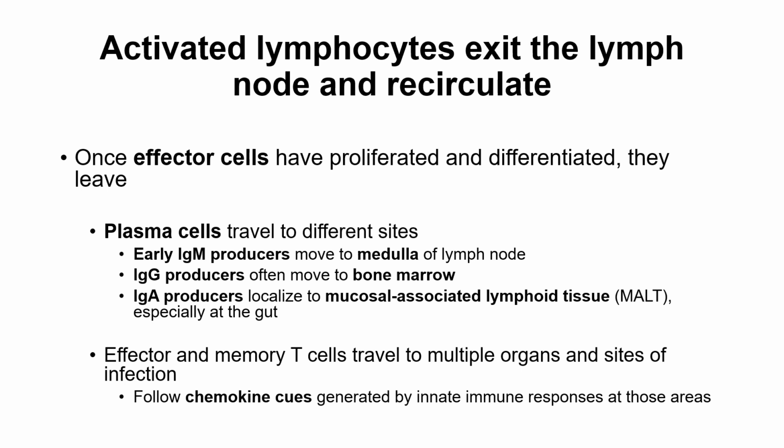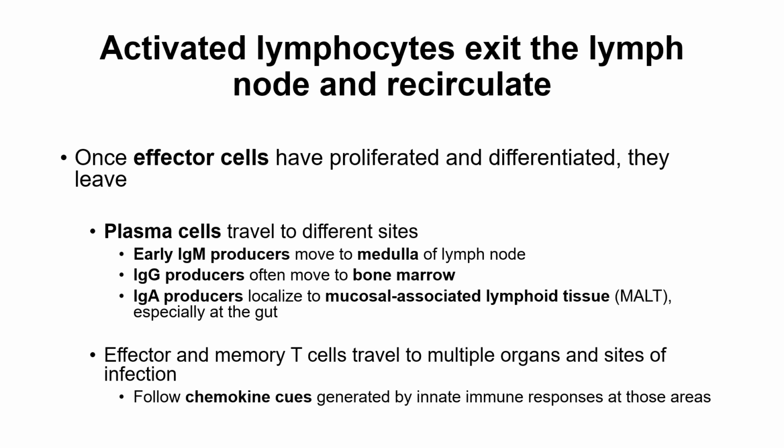So plasma cells, the ones that are going to secrete antibodies, travel to different sites. The early ones in the primary focus tend to produce IgM and not do class switching, and they move to the medulla of the lymph node, where they're just going to secrete IgM into the efferent lymphatics so that it washes out of the lymph node and into the body and through the tissues.